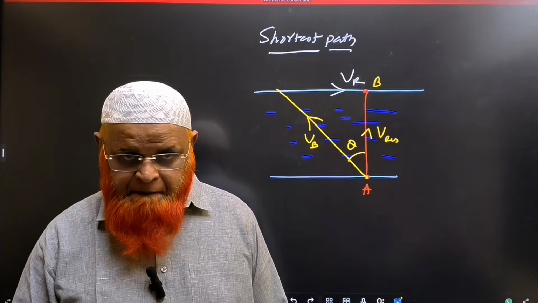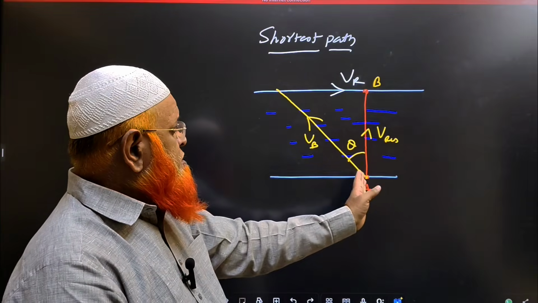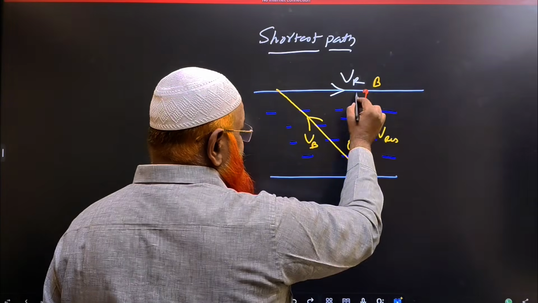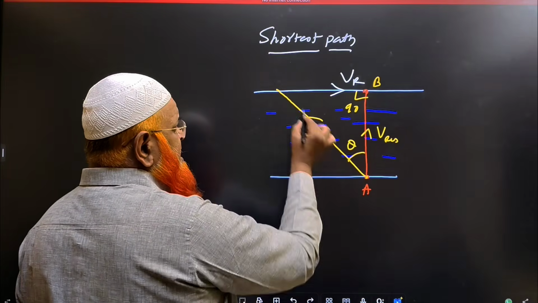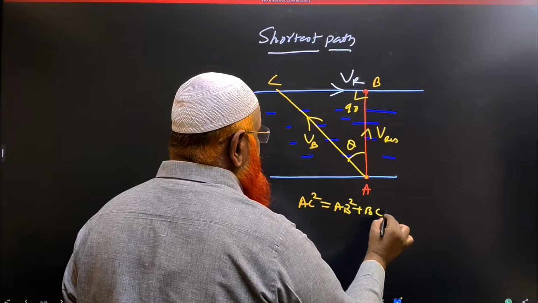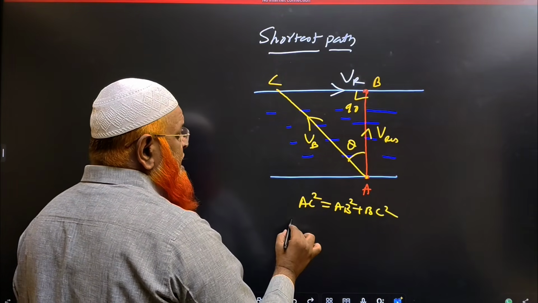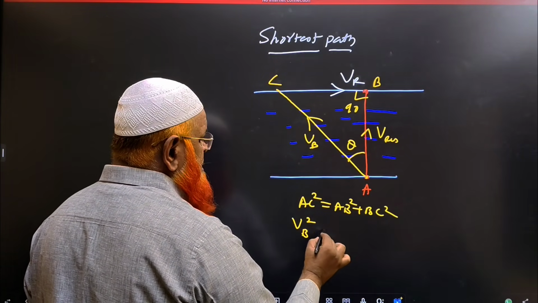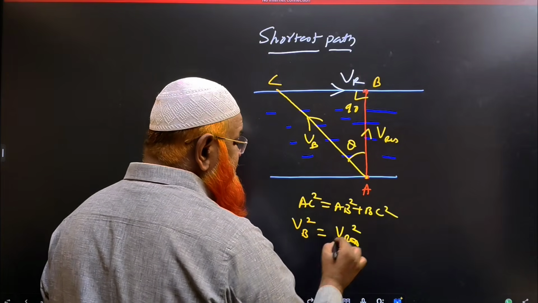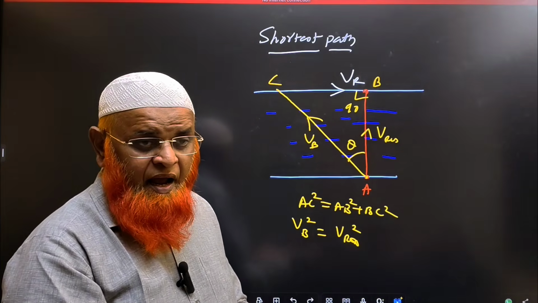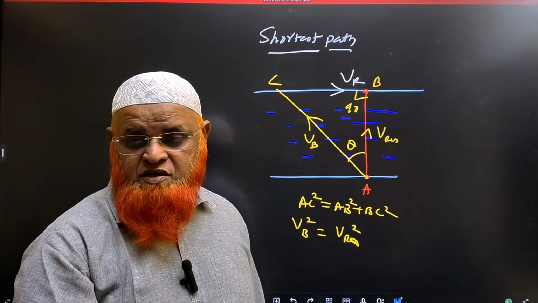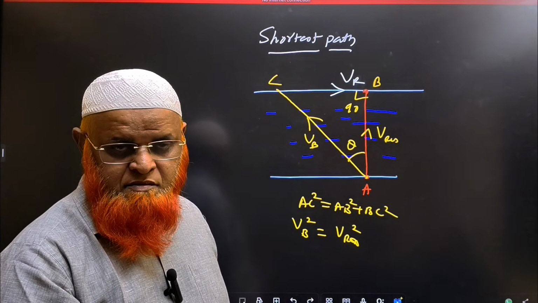Understood? Okay, so what's going to happen? Your boat is like this but reaching like this. So what is the resultant velocity? You have to apply the Pythagoras theorem. This is 90 degrees. This is going to be AC. Pythagoras theorem says that AC square is equal to AB square plus BC square. AC is nothing but the velocity of the boat, and AB is the resultant velocity. Resultant means the actual result, where you actually go. That is called the resultant velocity.